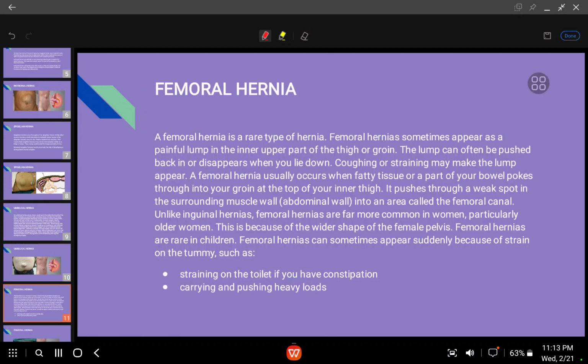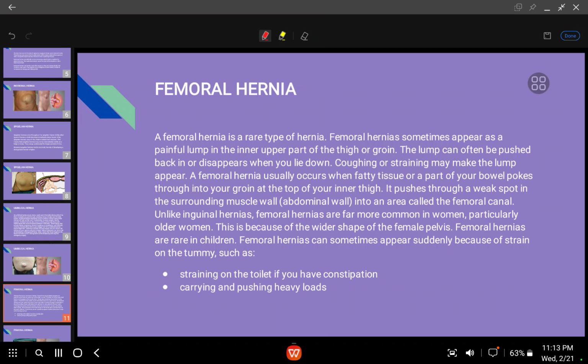Next, femoral hernia is a rare type of hernia. Femoral hernia sometimes appears as a painful lump in the inner upper part of the thigh or the groin. The lump can often be pushed back in, or it disappears when you lie down. Coughing or straining may make the lump appear.